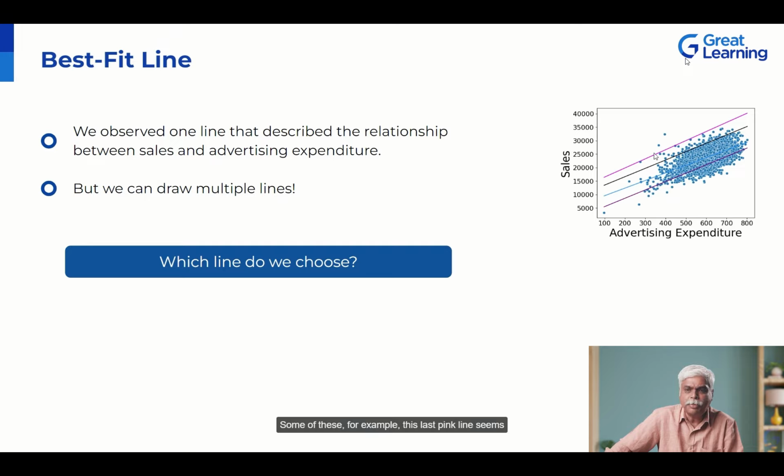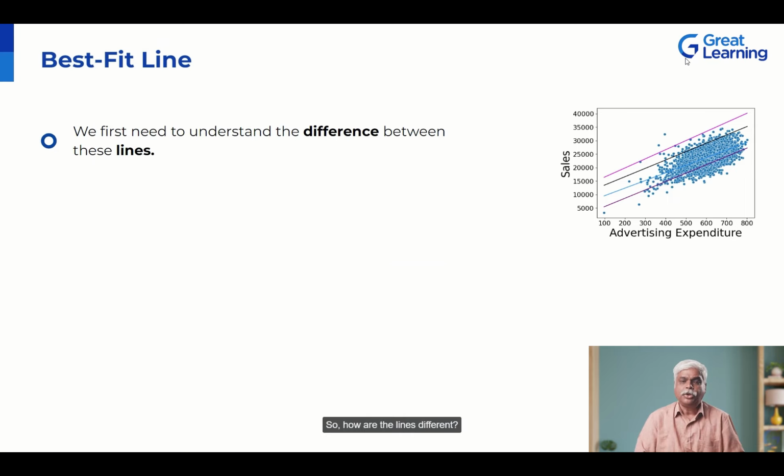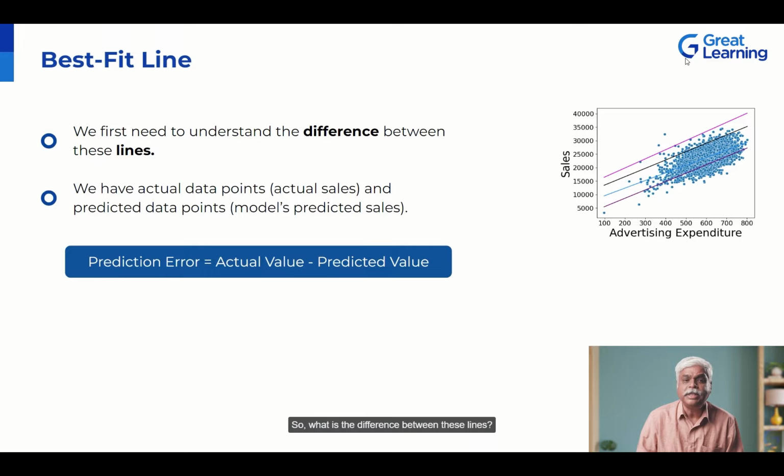Some of these, for example this last pink line, seems to be outside the data set and it seems to be ruled out. But is there a way to formalize that thinking? Which line do we choose? So how are the lines different? And can we understand the difference between the lines in the way that the lines refer to the points? Because the lines are coming from the points, or the lines have to relate to the points. They have to in some way be close to the points. So what is the difference between these lines?